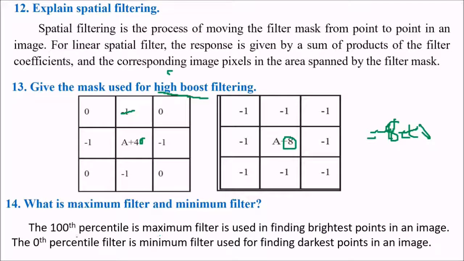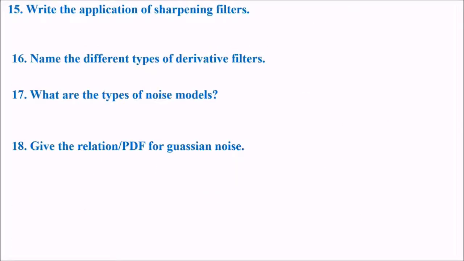The 100th percentile filter is the maximum filter, used for finding the brightest points in an image. The 0th percentile filter is the minimum filter, used for finding the darkest points. These filters are employed in finding the darkest and brightest points.